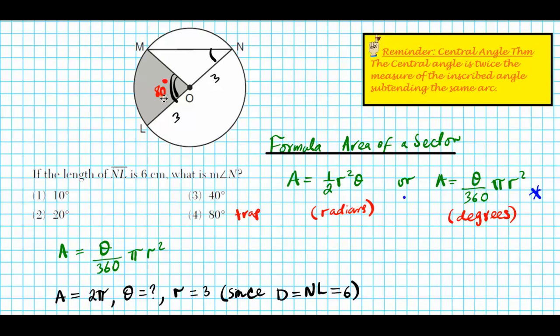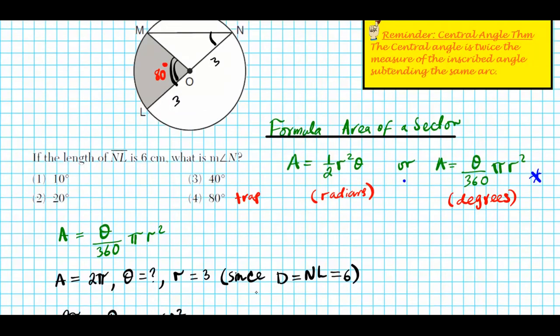You double 40. If you want to solve it algebraically, you can simply say that using the central angle theorem, twice the measure of angle N, twice the inscribed angle, is equal to the central angle. So you divide both sides by 2, and that gives you the measure of the inscribed angle, which is 40 degrees. Our answer is option number 3.